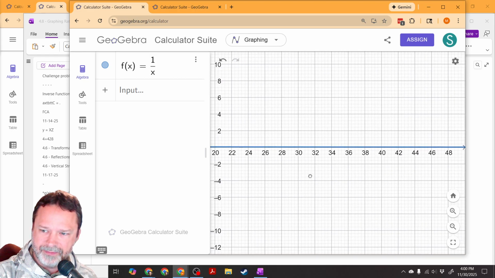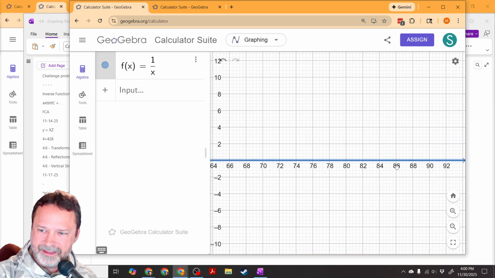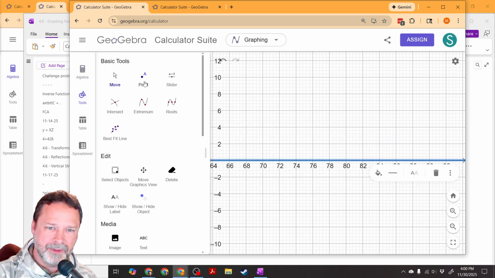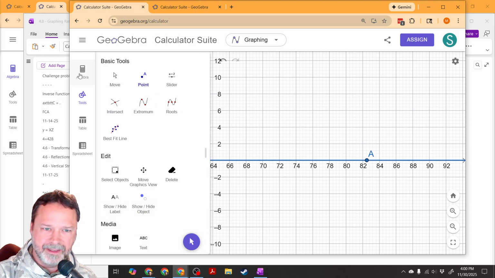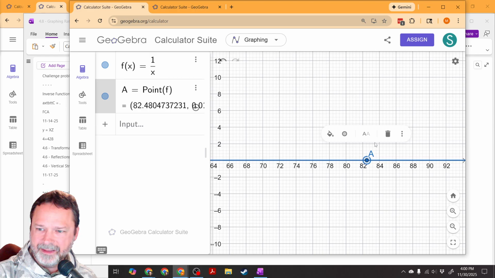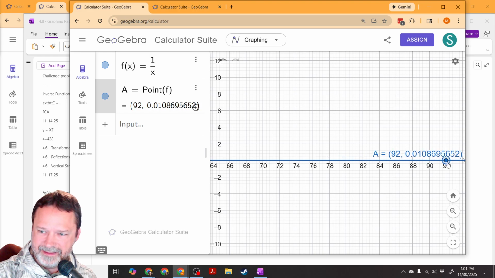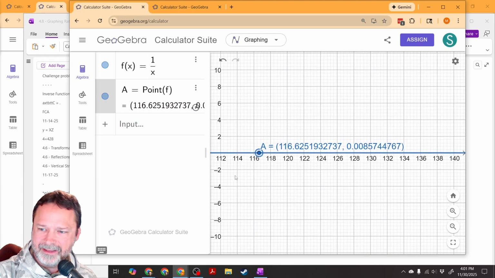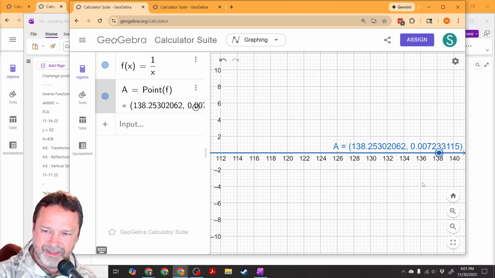I can move this over if you wanted to. We could put a point on this, and we could slide it over, slide over, slide over. You can see we're getting closer and closer to 0, but it never really gets there. It will never get to 0. It'll get smaller and smaller and smaller, but it'll never get there. So that's an interesting thing.